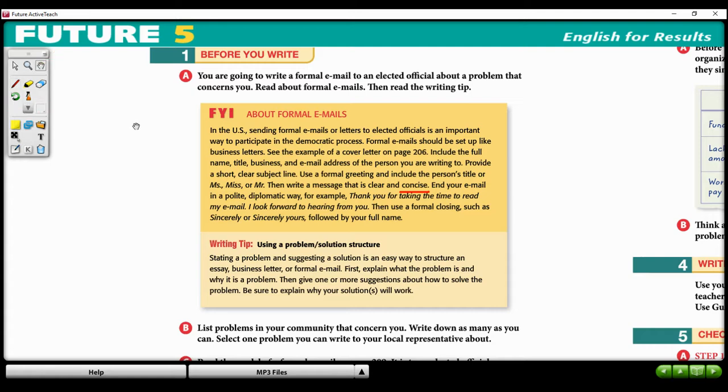So American readers, they want to know what you're talking about and what you're going to say. We don't need a lot of extra words. End your email in a polite, diplomatic way. For example, thank you for taking the time to read my email, or I look forward to hearing from you. Then use a formal closing such as sincerely or sincerely yours, followed by your full name. And I'll say your full name with capital letters. Don't forget to write with capital letters.